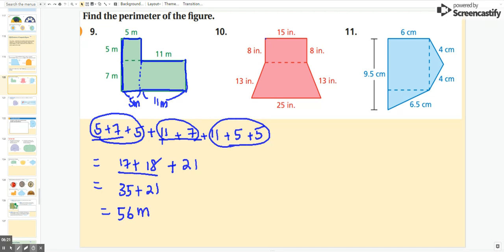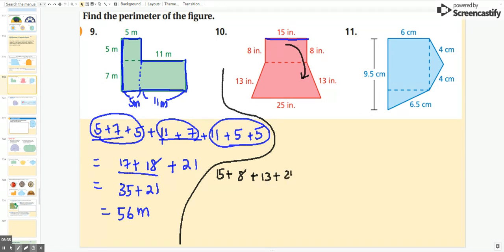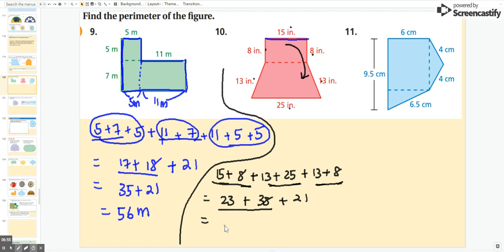Number 10, I'm going to start from the top. 15, it's going to be 15. 8, I'm going to go clockwise. 13. So I have 1, 2, 3, 4, 5, 6 sides, and I have six numbers. So now I'm going to add 2 numbers together. 38, 21. Now let's add the first 2 numbers. 61 plus 21, 82 inches.